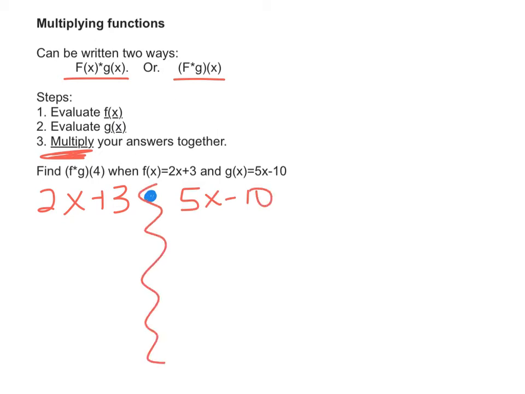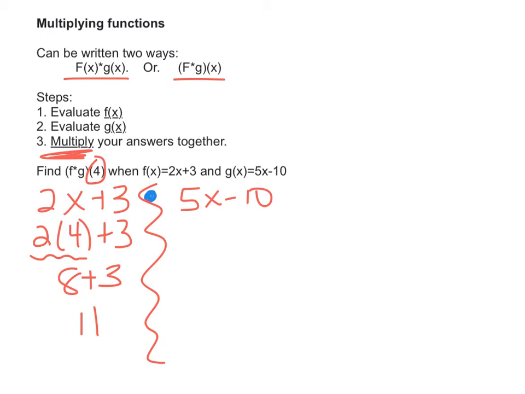So again, we like to do these separately. So I'm going to plug in for f of x, get an answer, plug in for g of x, get an answer, and then multiply those two answers together. So for f of 4, I'll have 2, take out x, and plug in 4, plus 3. PEMDAS tells you to do 2 times 4 first, which is 8. Bring down your plus 3. 8 plus 3 is 11.